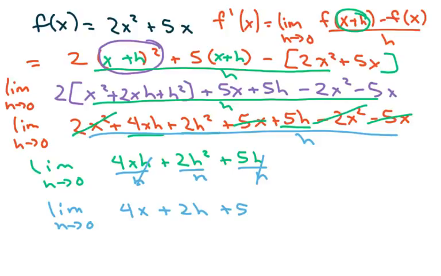Now what you're going to do is input the 0 for this h. And I'm going to go ahead and do it here to save time. So everywhere there's an h, put 0. So what you're left with is the limit as h approaches 0 of 4x plus 5. So the limit is 4x plus 5.